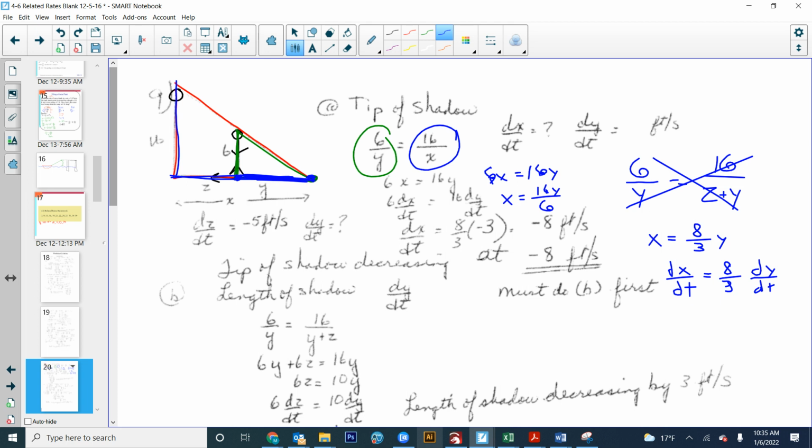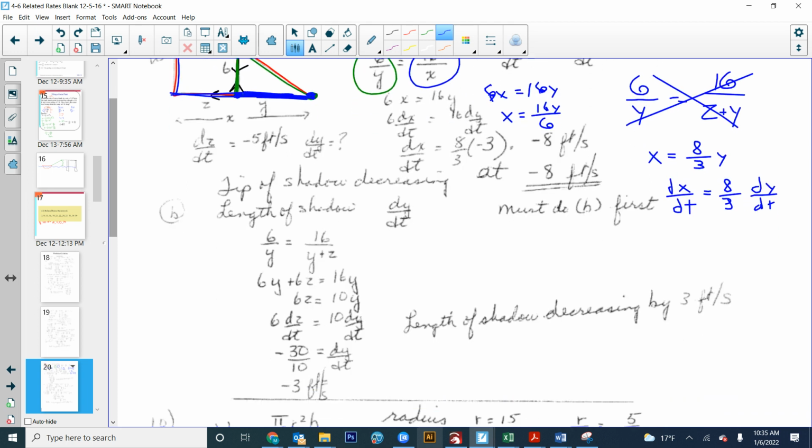We're trying to find dy/dt, right? And then you could cross multiply if you wanted to. You're going to get 6y plus 6z equals 16y. 10y equals 6z. You want your dy/dt, so solve for y, take the derivative. We get negative 3 feet per second for dy/dt.